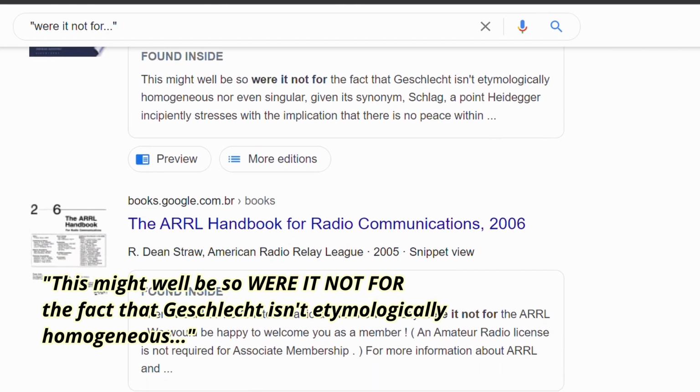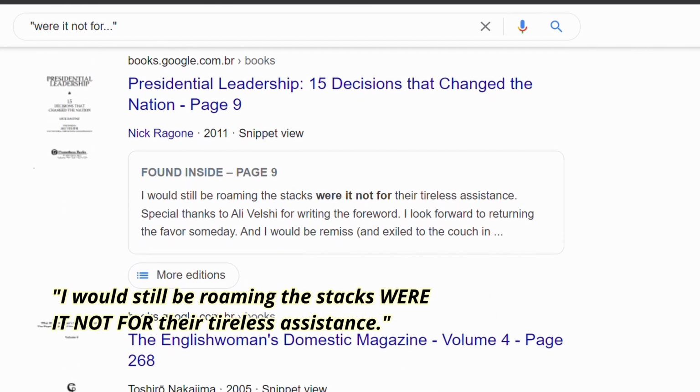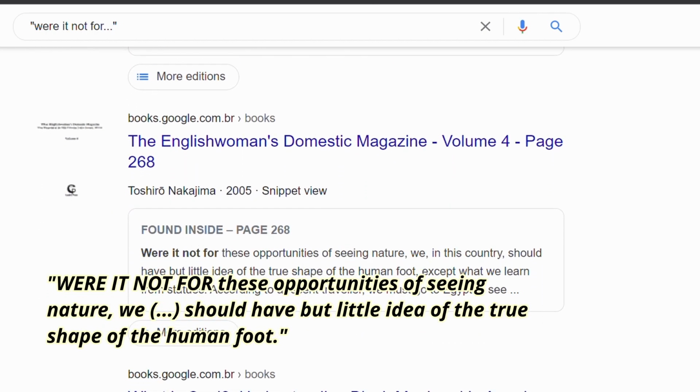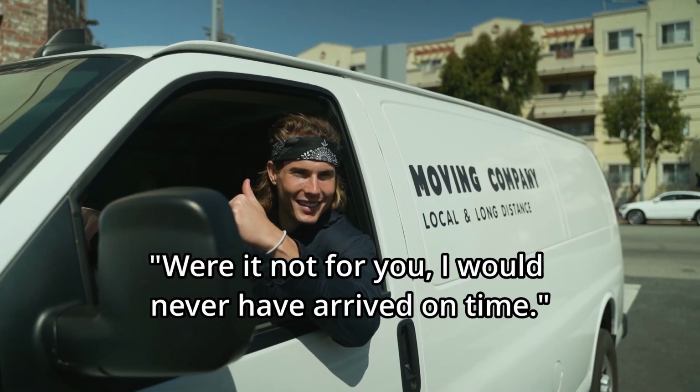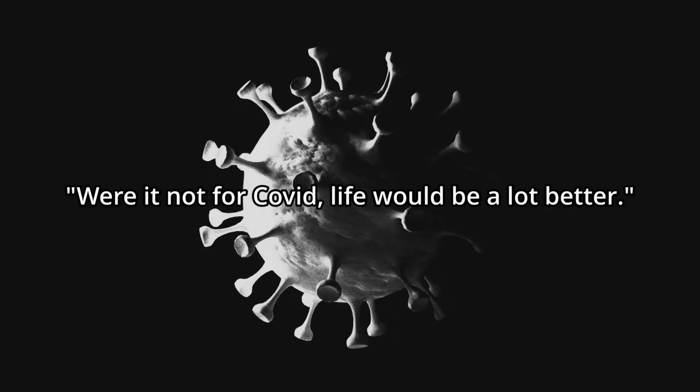I'm mentioning this because it's fairly common to hear it in an inverted form too, and it follows the general pattern of the second conditional if clause. Were it not for, plus an object. Were it not for you, I would never have arrived on time. Were it not for COVID, life would be a lot better.